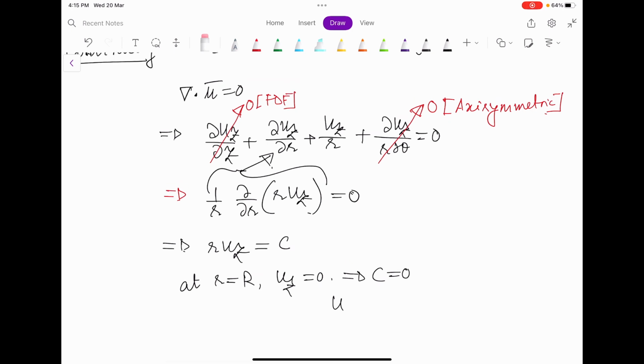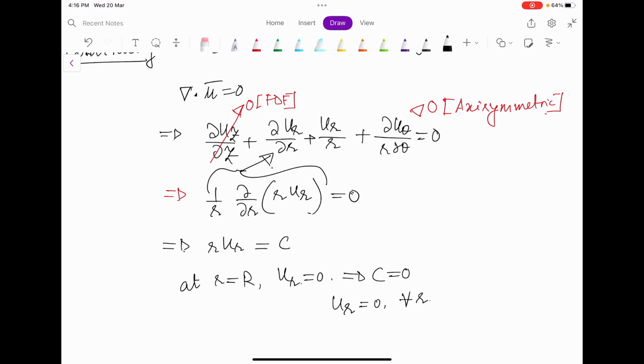sorry, I have made a tremendous silly mistake. So this will be ur. I hope that by this time you have already caught that mistake. So this all will be ur, because that was divergence. Sorry for that, that was divergence and not the Laplacian, right. And that means ur is equal to 0 for all the r's.